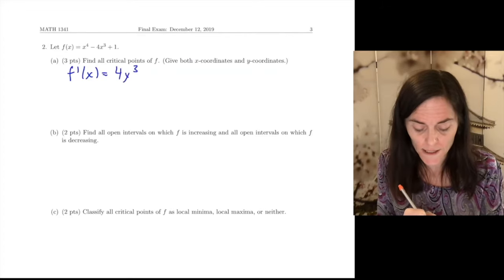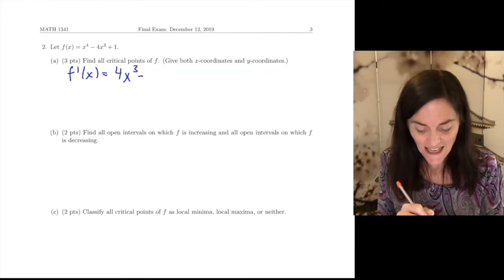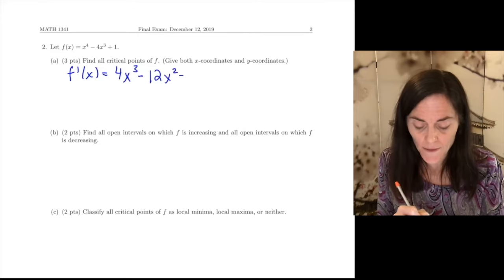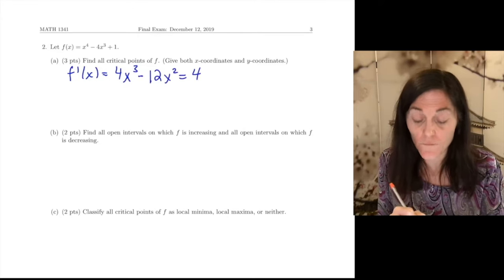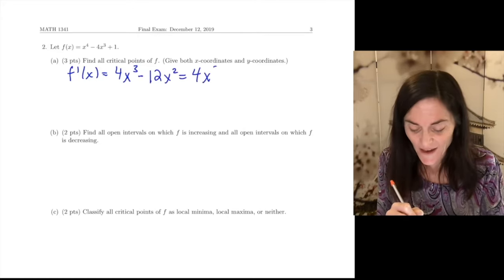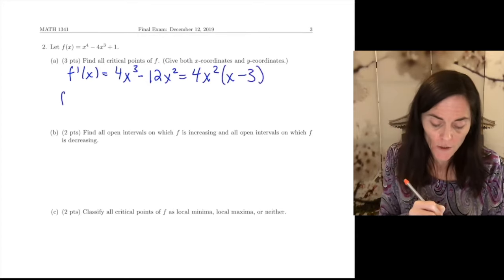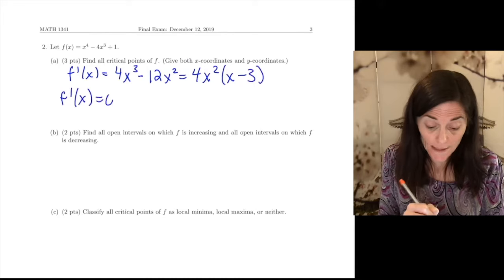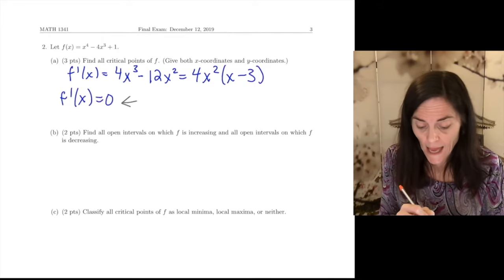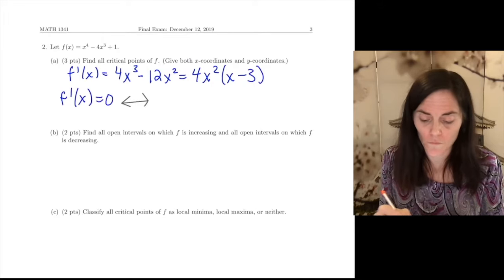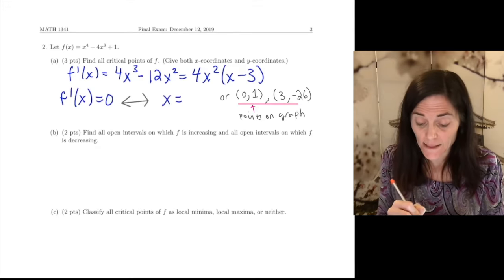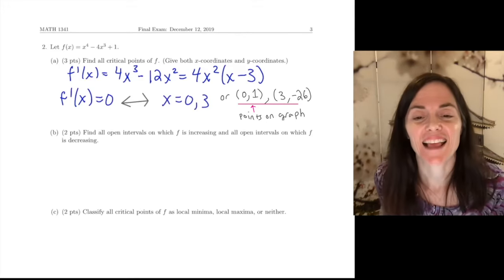So the derivative is 4x cubed minus 12x squared. I can factor out 4 and x squared. I'm left with x minus 3. So the derivative equals 0. Well, this happens when x is 0 and 3.